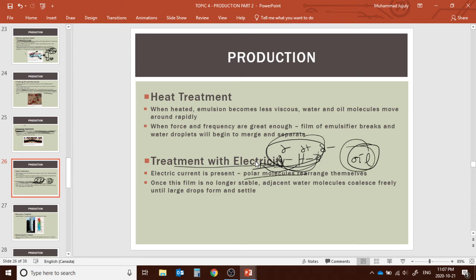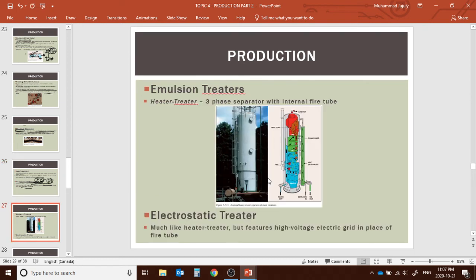Okay, so the polar molecules rearrange themselves, and then it coalesces, and then it creates a large drop that settles down, and then you can remove it. So this is what a demulsifier looks like, the heat treater, and the electrostatic treater. This is how it actually looks like.